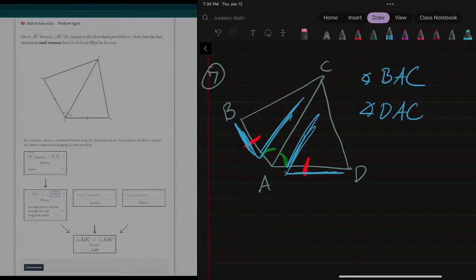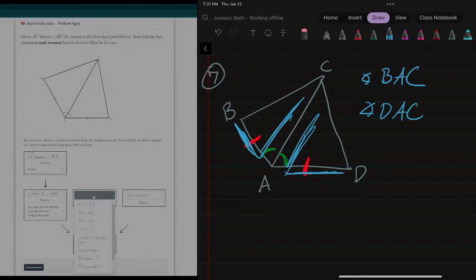Now I can look at my reasons on the bottom. They want us to have angle, angle, side. Well, here's an angle. Oh no, what? AC. Oopsie, this is in the wrong spot. Okay. So I messed up.